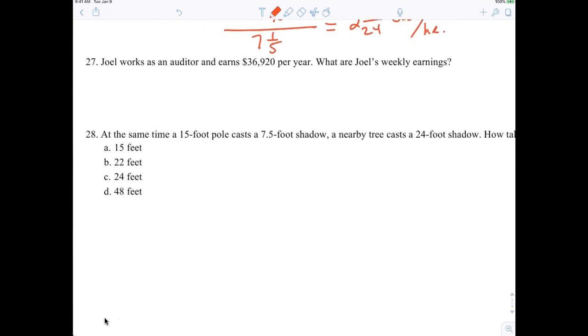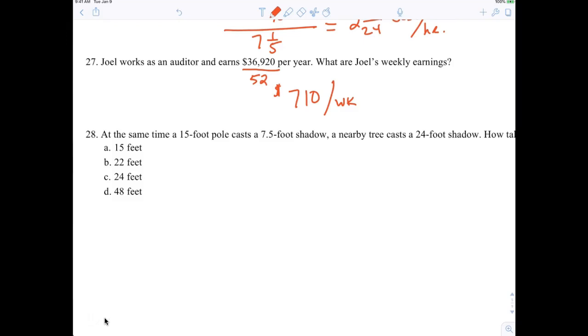Number 27. Joel works as an auditor and earns $36,920 per year. So, do you know how many weeks are in a year, guys? How many? 52. If you didn't know that, you can look it up tomorrow: 52 weeks in a year. You with me? We want his weekly earnings, which is money per week. So we're going to divide that by 52. And go ahead. Tell me what that was. I got $710. $710 per week.